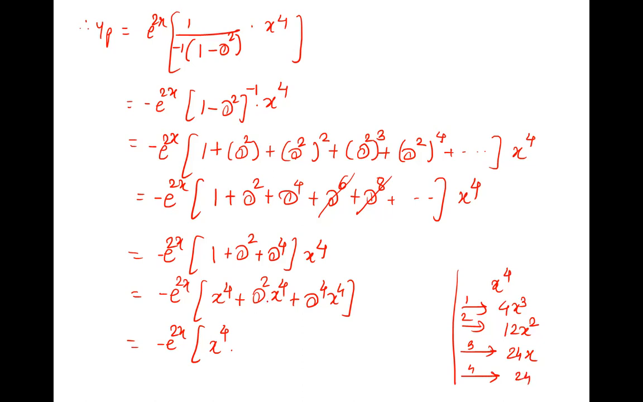So we are writing here the double derivative, so it is 12x square. And then we are writing here the fourth, which is 24, right. Thus, this is your yp. And then you can just collect yc and yp for the general solution.